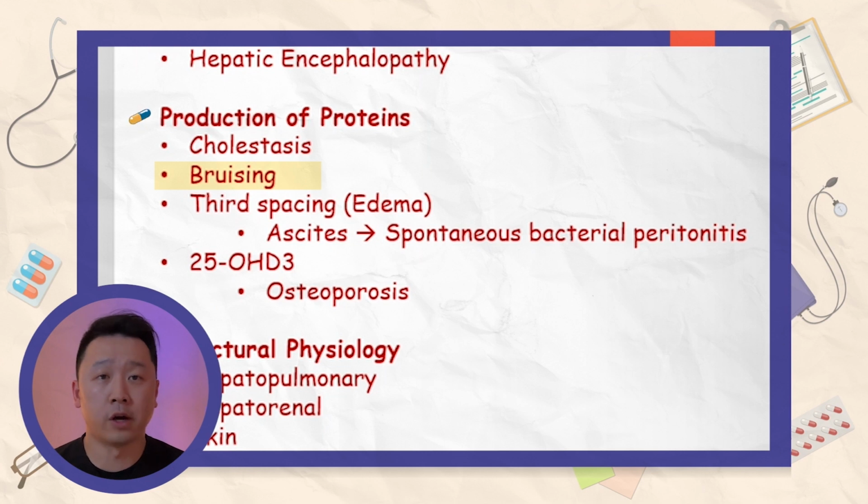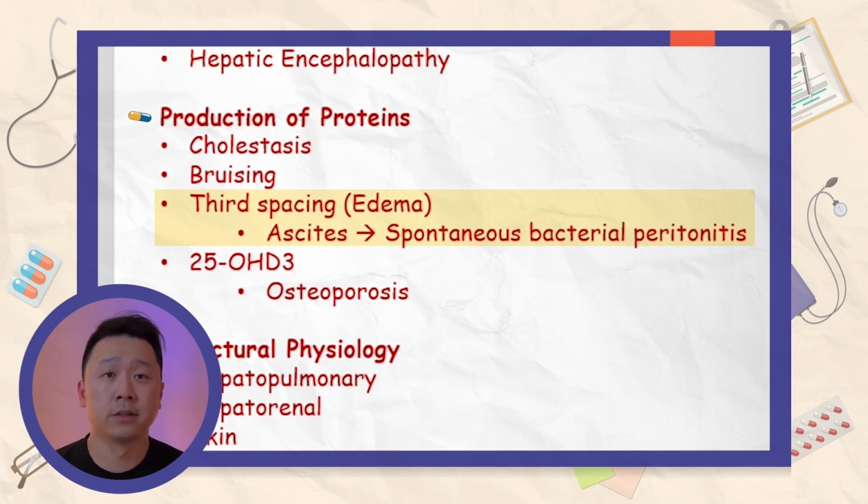So if there are no more clotting factors, then if we potentially get hit, we're likely to bruise easier. And thirdly, our liver makes oncotic proteins. These oncotic proteins hold all the fluid in the vasculature. So if we don't make enough oncotic proteins, such as albumin, then we lose some of this fluid from the vasculature. This could, as a result, form edema, ascites, and a further complication of ascites is spontaneous bacterial peritonitis.